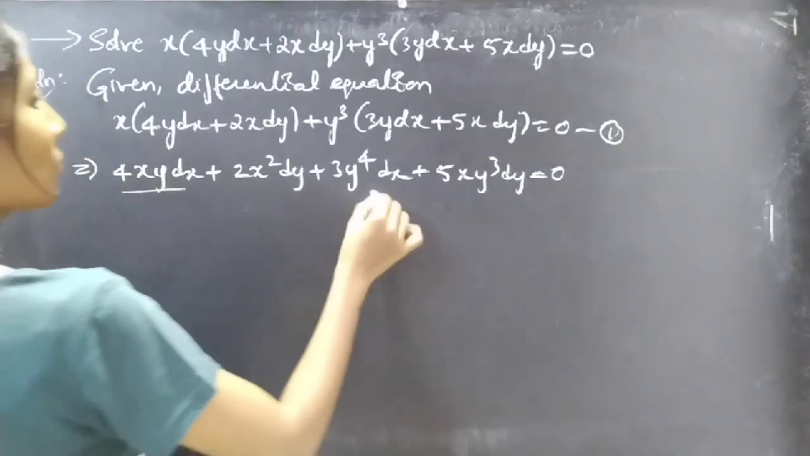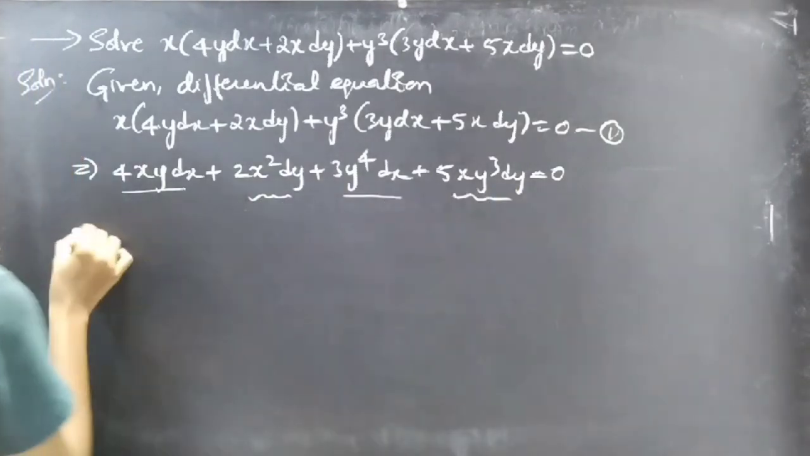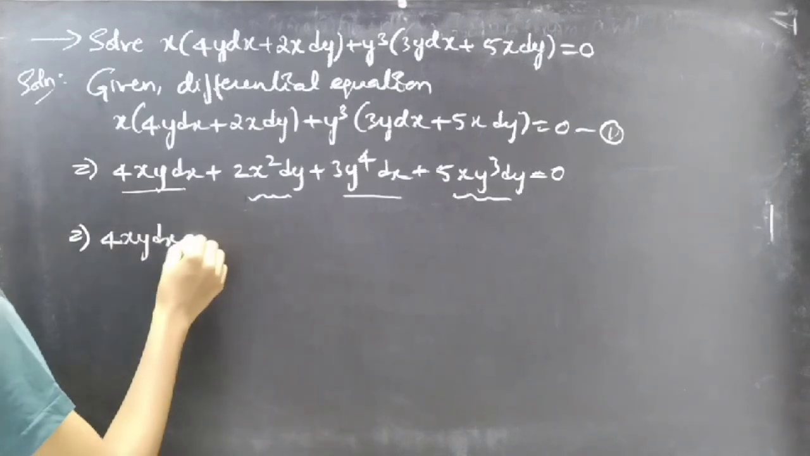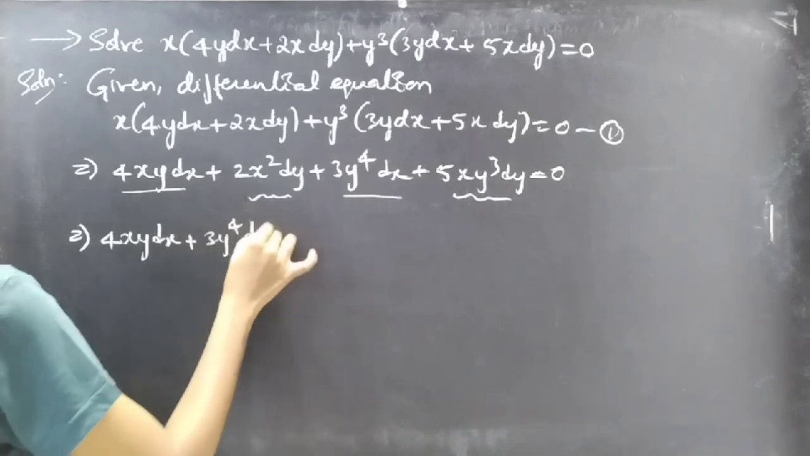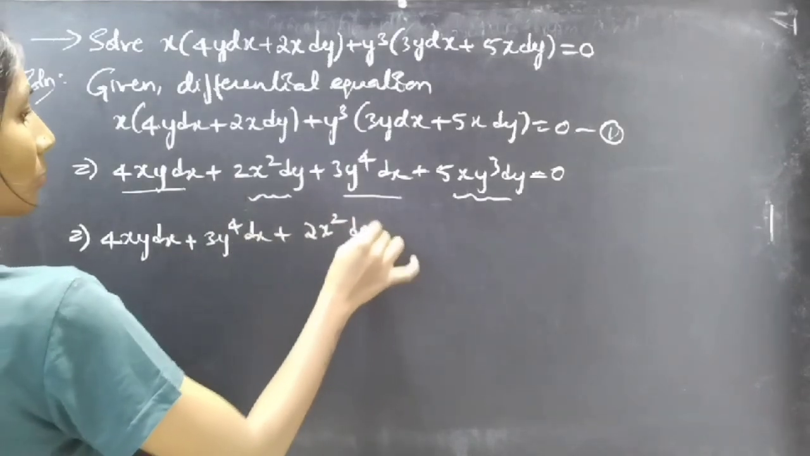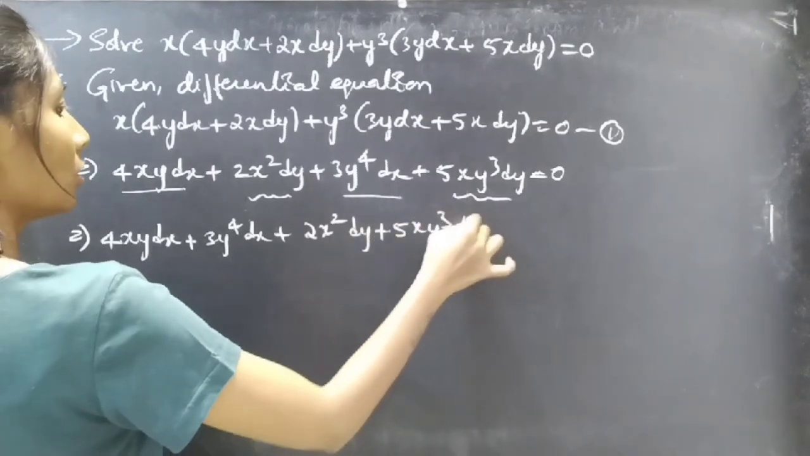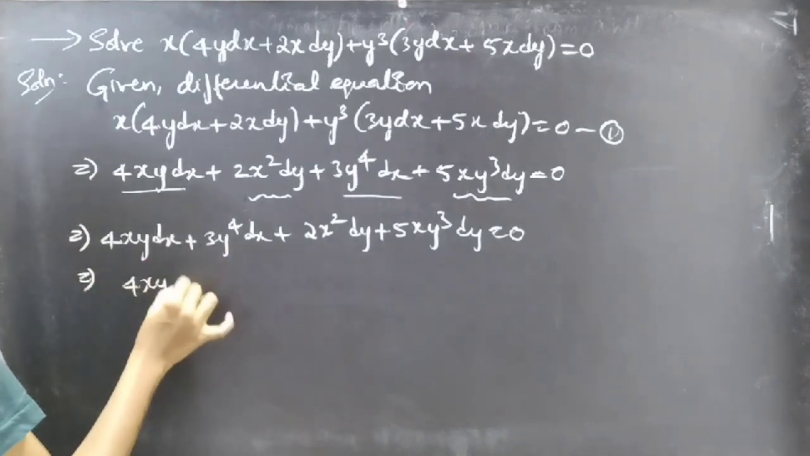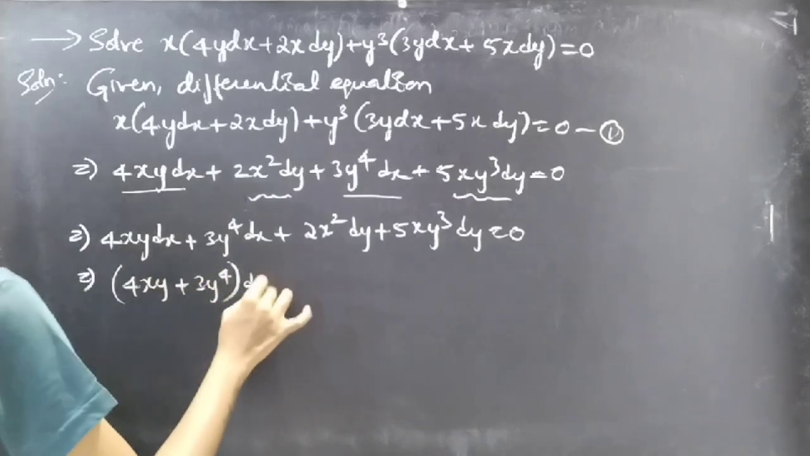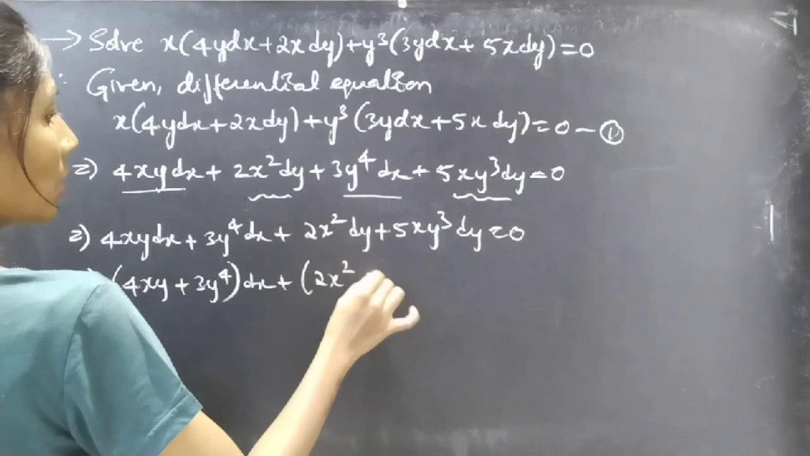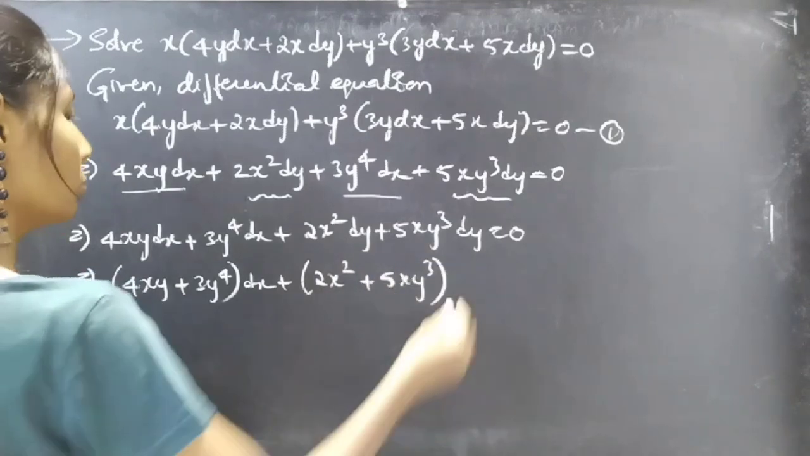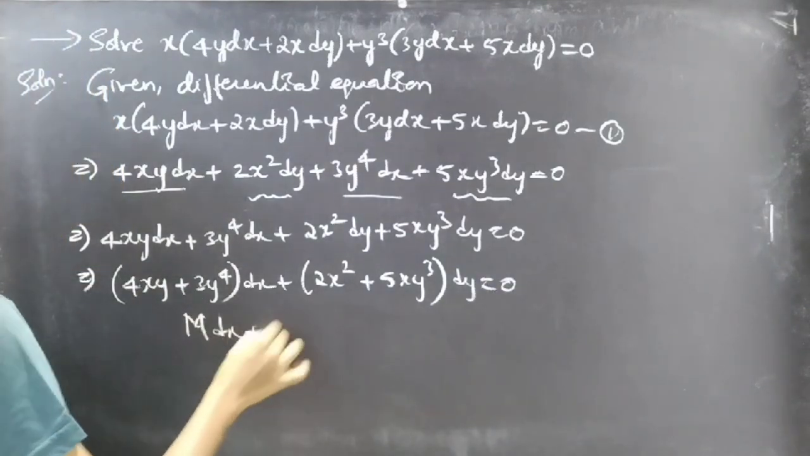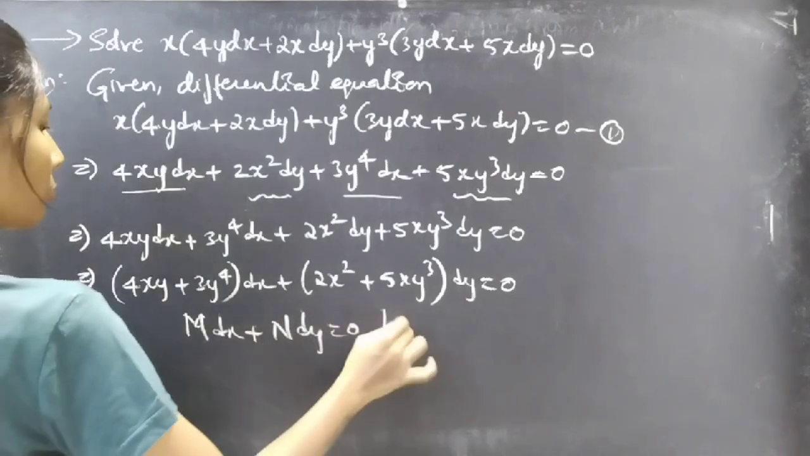Now write the terms involving dx firstly and then dy. So I'll begin with dx now. 4xy dx plus 3y power 4 dx. Let's now write the terms involving dy. Right? Now take dx common from the first two terms. You'll get (4xy plus 3y power 4) into dx plus (2x squared plus 5xy cube) into dy equal to 0, right? Which is of m dx plus n dy equal to 0 form.